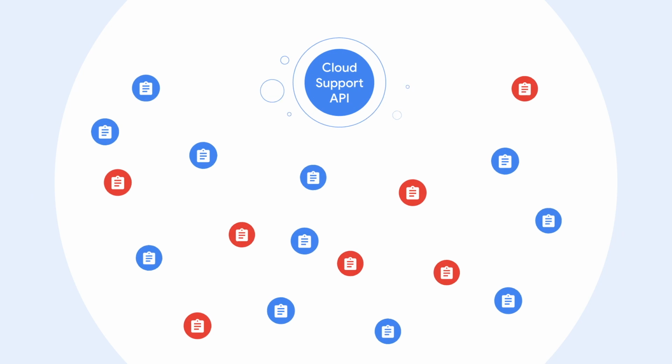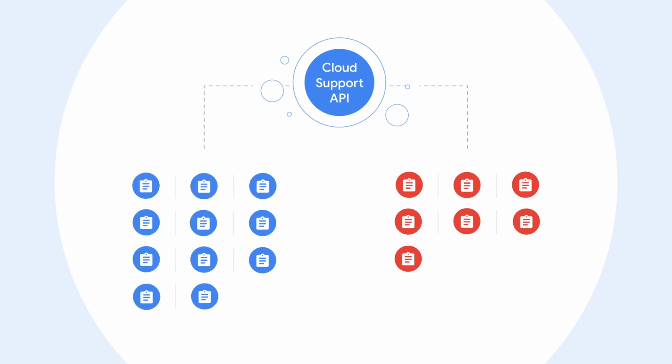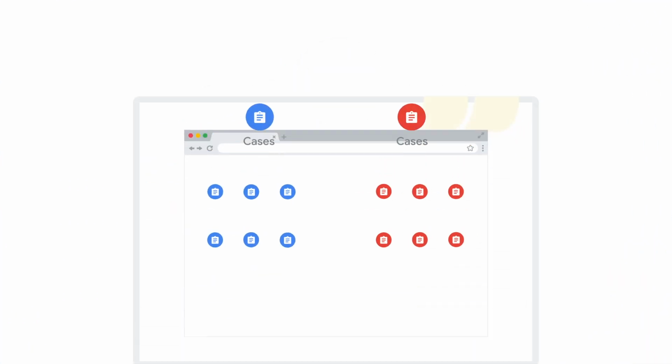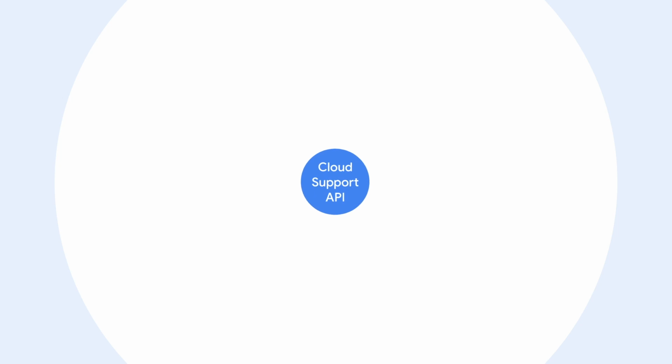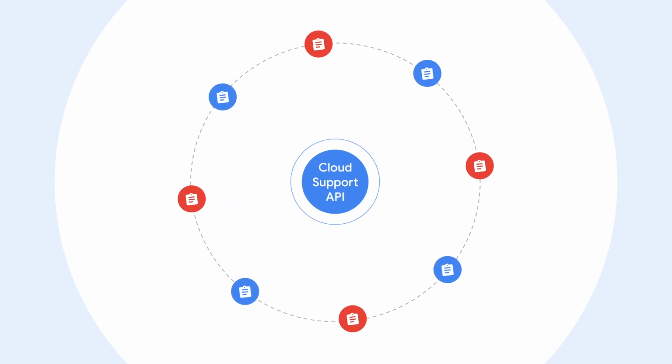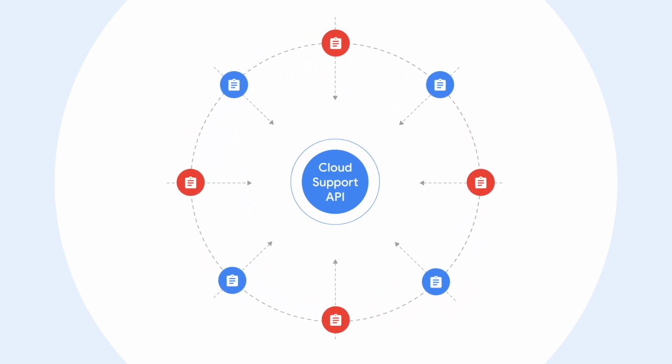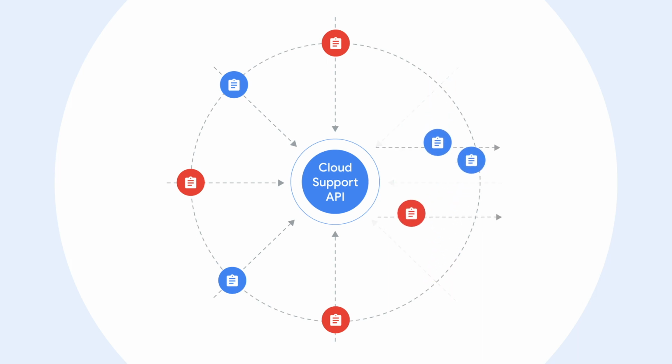Once up and running, the Cloud Support API helps you manage and track support cases as they progress, keeping you updated and informed in an efficient way. Using the Cloud Support API helps you rely on a single source of information for your support case data, eliminating the need to bounce between multiple systems and thus saving you precious time.